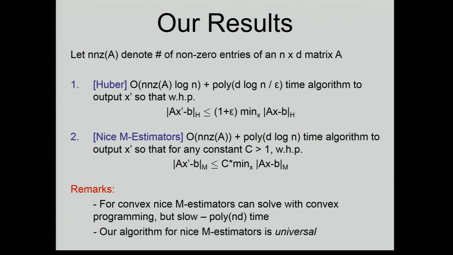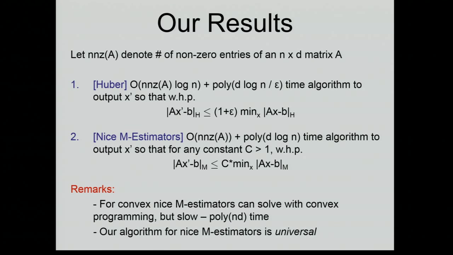Just to put these results in perspective, for convex nice M-estimators, you can solve them with convex programming, right? But these are generally slow. A generic convex programming solver will give you poly(n, d) time, whereas we're really getting time that just depends on the sparsity of the input matrix.